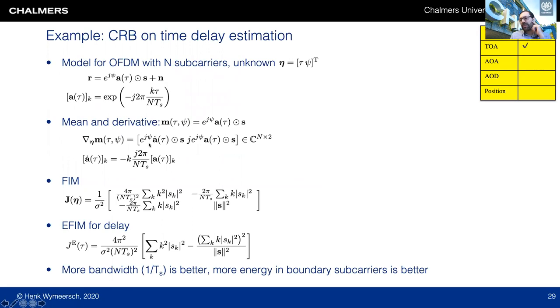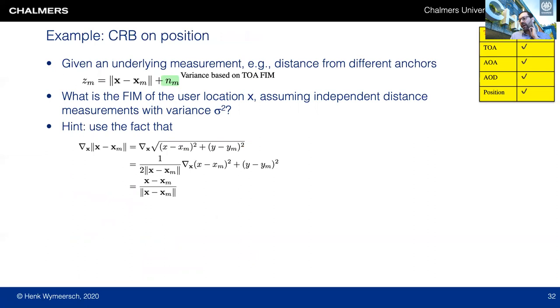The principle is always the same. You take the noise-free observation, take the derivative with respect to the unknown parameters, compute this outer product, and then you obtain a Fisher information matrix. Then you compute the equivalent Fisher information matrix of the parameter you really care about. This is how you do it for delay. You can do the same for angle of arrival, angle of departure, and so forth. Now, I don't have time to go through all of them, but maybe for positioning, it's more interesting.